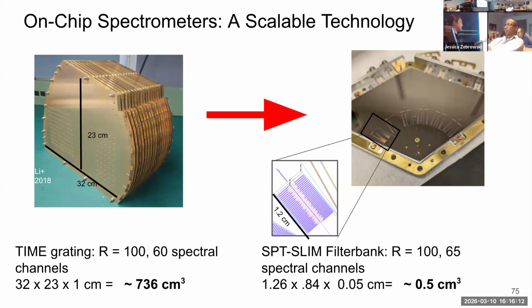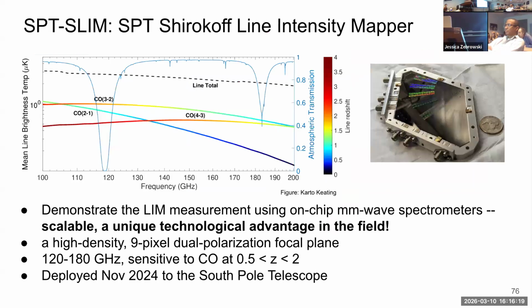And I want you to look at this and think, that seems scalable. That can get you to the right side of that plot. And this is the idea behind the experiment SPT-SLIM, the SPT Shirokoff line intensity mapper. And our idea here is to demonstrate this LIM measurement using these on-chip millimeter wave spectrometers, which are this scalable, unique technological advantage in the field.